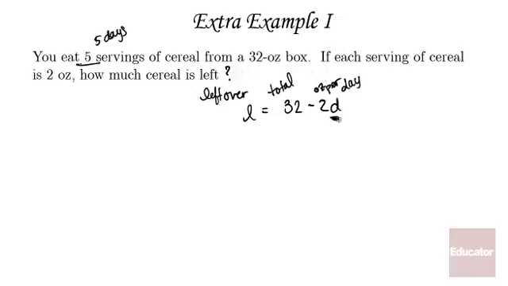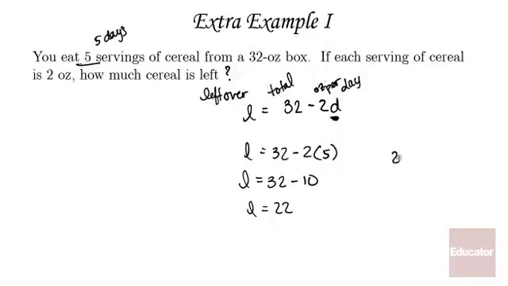And we know here that we're saying it was for 5 days because 5 servings were eaten. So what's left is 32 ounces minus 2 times 5. So over 5 days, 2 times 5 is 10 ounces. So 32 minus 10. 5 days later, you've eaten 10 ounces, and what's left of the original 32 is 22. So how much cereal is left? 22 ounces after the 5 days.